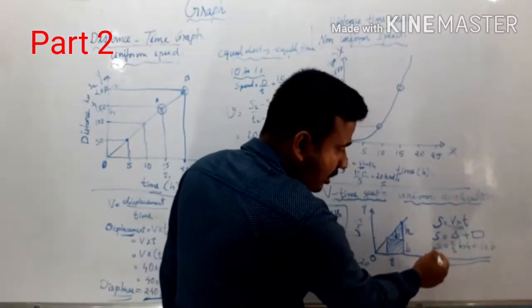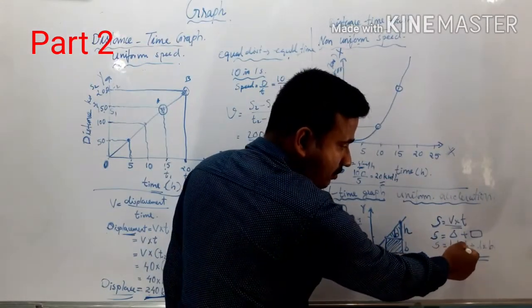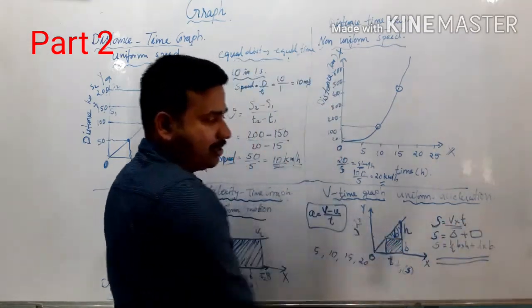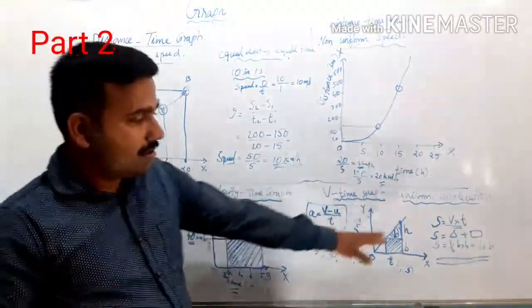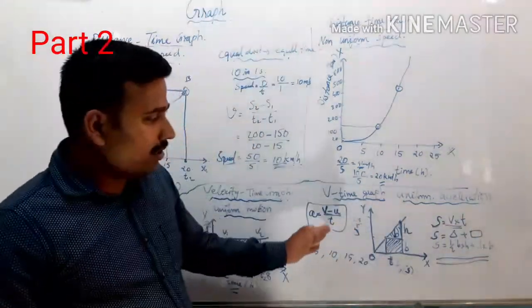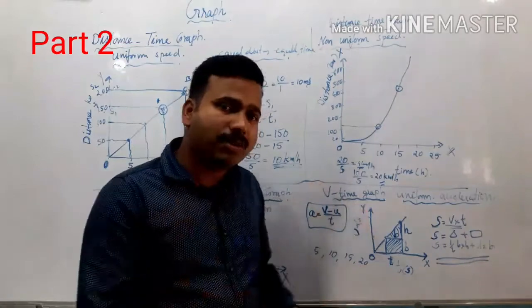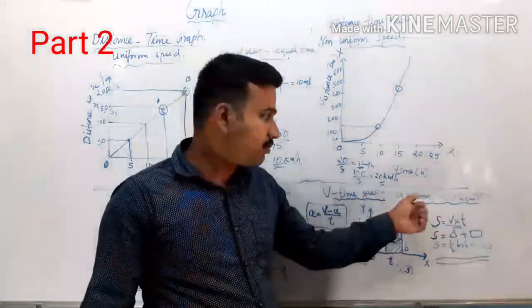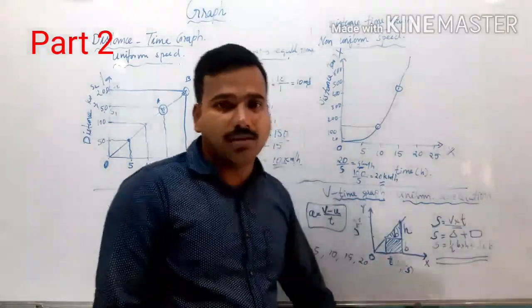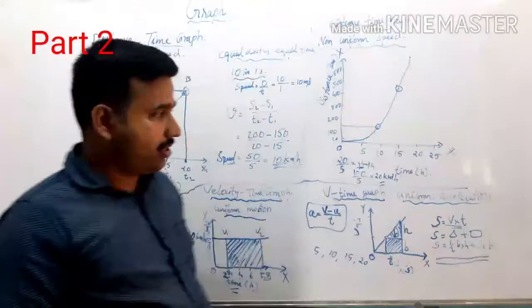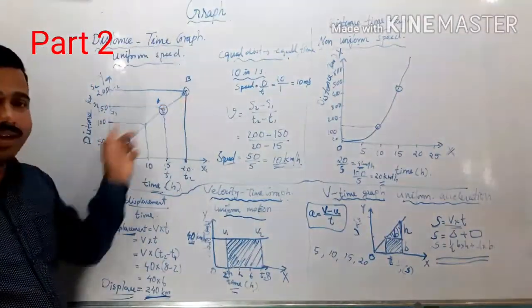Then S is equal to half into base into height, plus the area of the rectangle, that is length into breadth. Using this equation, we can calculate the distance traveled by the object under the velocity time graph of an object moving with uniform acceleration. That means the speed is continuously increasing. Compare the similar graph that we have seen here.